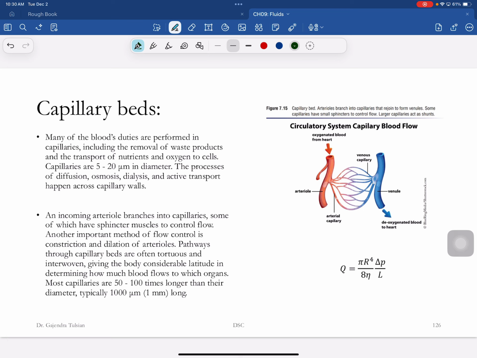Many of the blood's duties are performed in capillaries, including the removal of waste products and the transport of nutrients and oxygen to the cells. Capillaries are 5 to 20 micrometers in diameter. The processes of diffusion, osmosis, dialysis, and active transport happen across capillary walls. These other terms are okay.